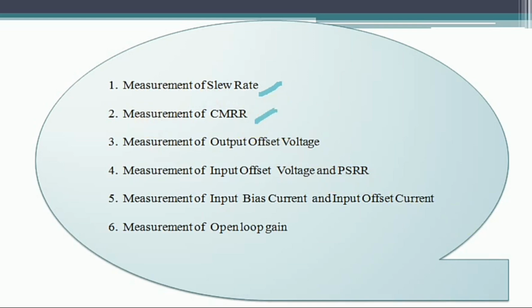Now in this video we are going to see how to measure the common mode rejection ratio of a particular op-amp circuit. We are considering a simple op-amp circuit, and from that circuit we have to find out the common mode rejection ratio. Now let us see how to measure the CMRR value for the particular op-amp circuit.